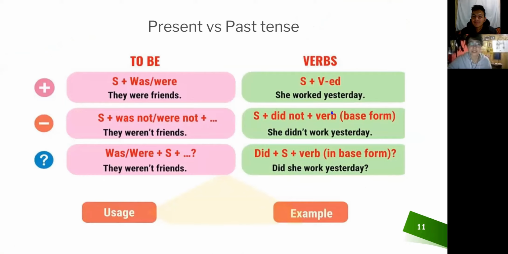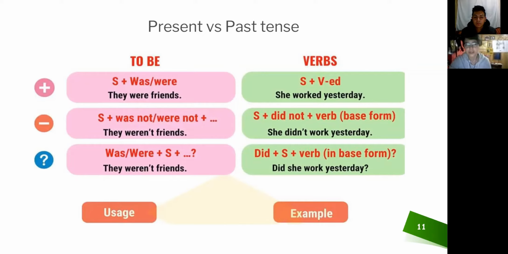Okay, so today we're going to learn a little bit about the present versus past tense. Okay. So as you can see here, we have the usage of each tense. For example, in the affirmative form, we have they were friends, and then we have the subject plus the verb to be. And in the other tense, we have she worked yesterday. We have the subject plus the verb and the ending ed. Okay. Then we have the negative form where we have they weren't friends, and we have as a structure the subject plus a verb to be in a negative form plus the complement. Then we have in the past tense, she didn't work yesterday. We have subject plus did not plus verb plus base form.